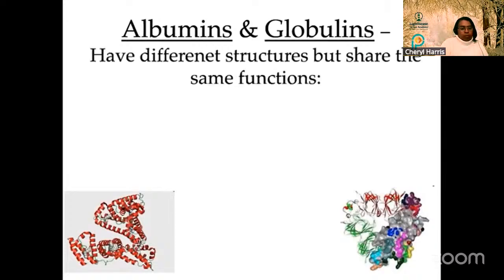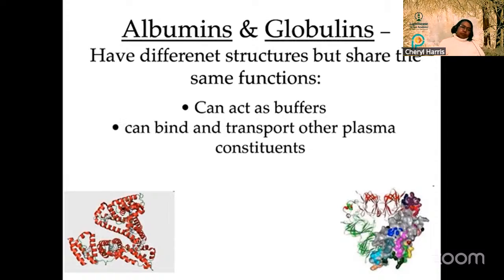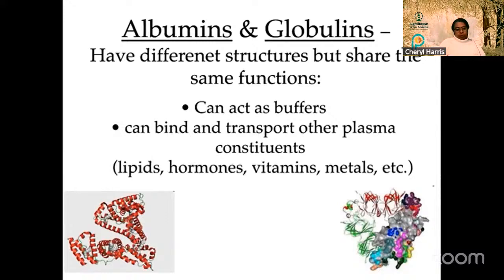You can see they look nothing alike, but they do the same kind of jobs in the blood. Some of the functions that they do, they can act as buffers. If you remember from chemistry, a buffer is a substance that keeps the pH of a liquid from going too high or too low. So it keeps the pH in a steady range. They also often bind and transport other things in the plasma to move them around the body. Things like lipids and hormones and vitamins and metals.